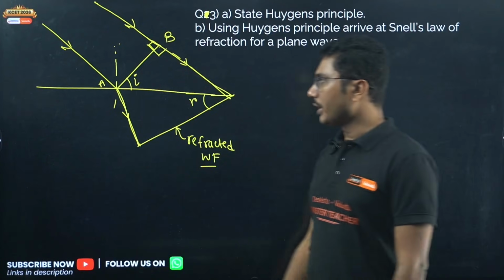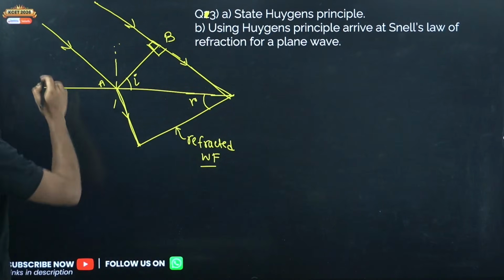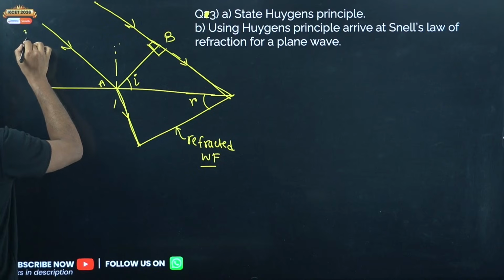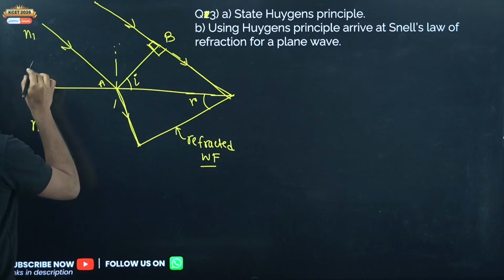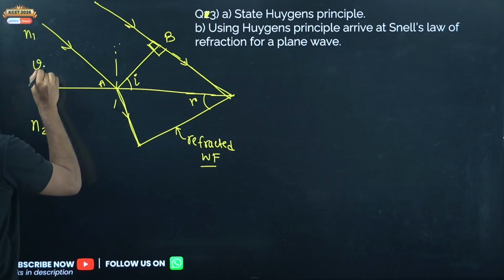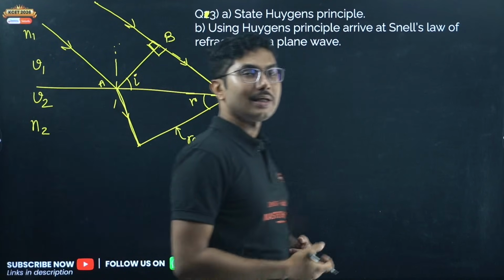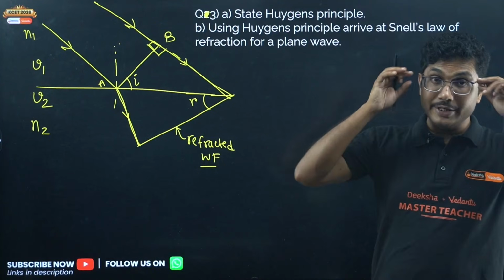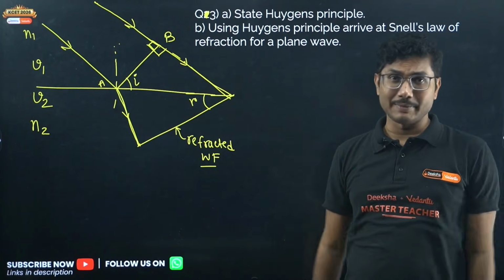Now here these two are different mediums. So this one has a refractive index say n1, this one has a refractive index say n2. This one has a speed of light v1, this one has a speed of light v2. In the last case, light was traveling only in one medium, so refractive index was not required, and speed was the same in both cases.